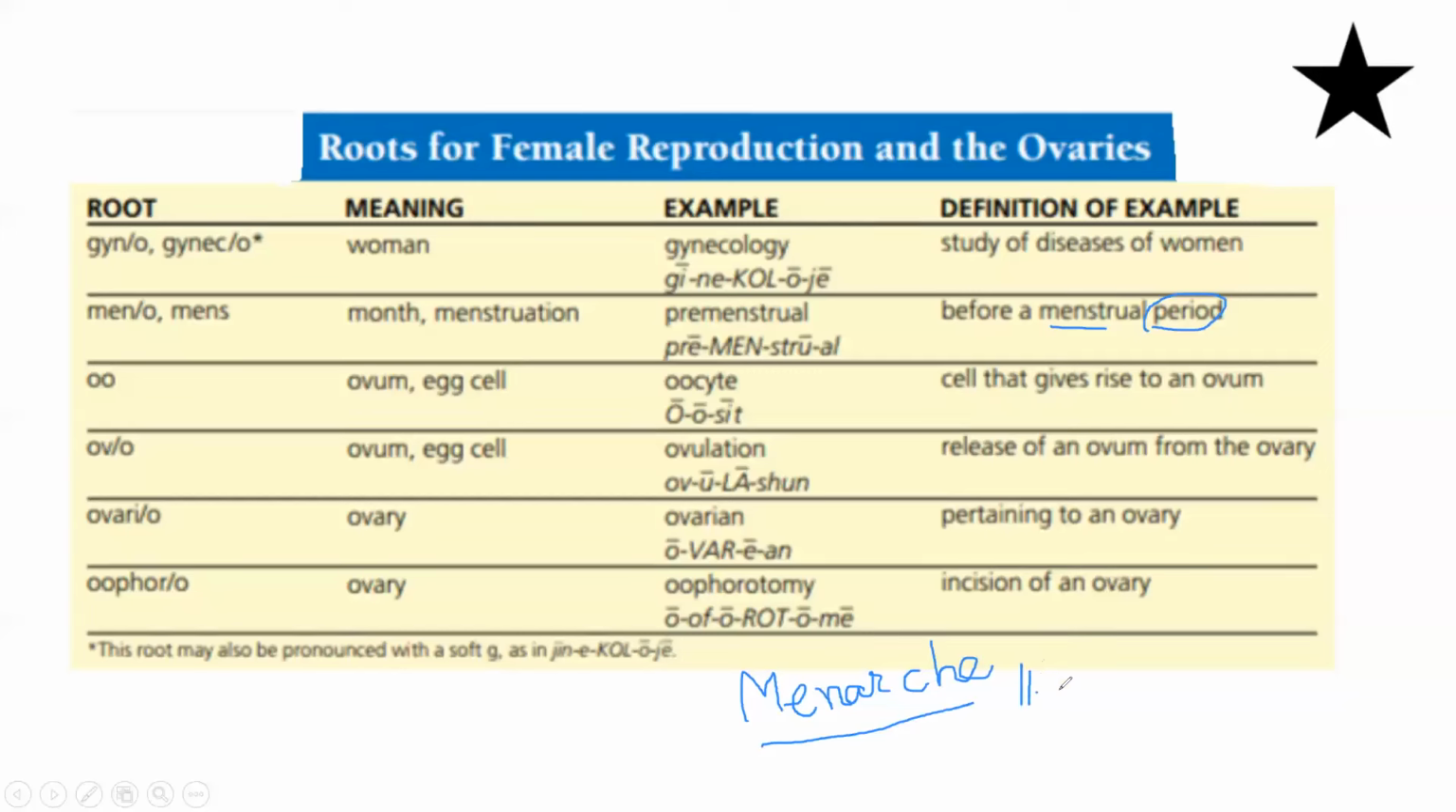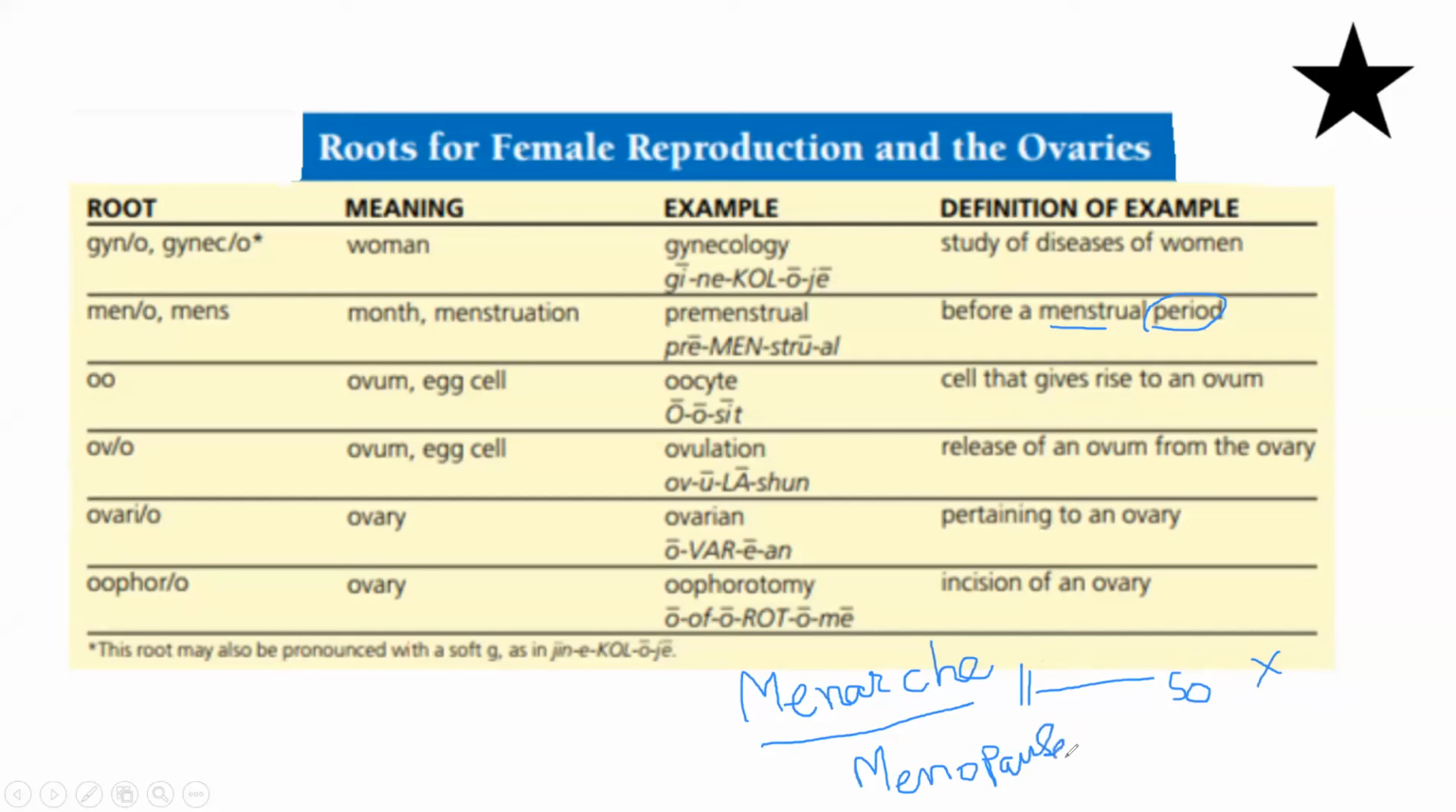It will go for whole life up to 48, 50 years. So then these menstrual cycles will stop. So this age when menstrual cycle stops, we call it menopause. Menopause. So this is the stoppage of menstrual cycle.